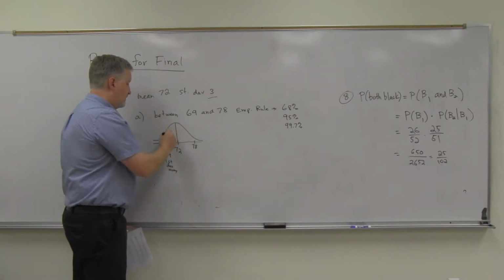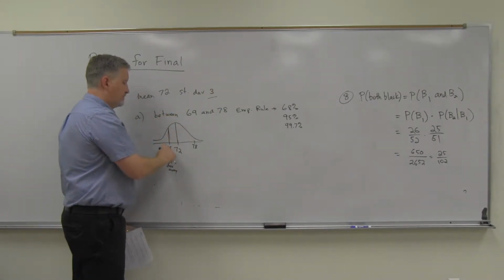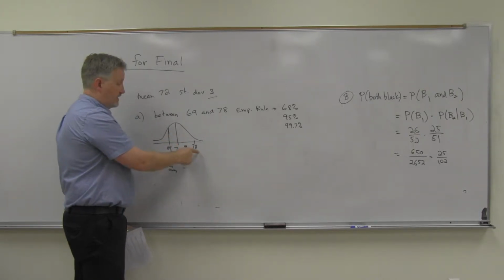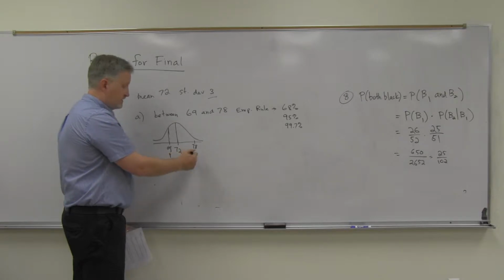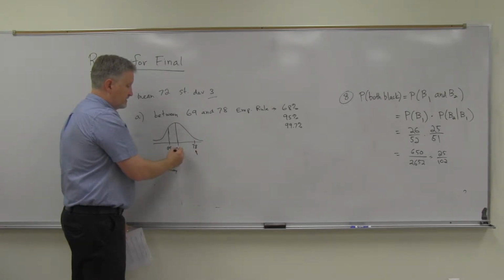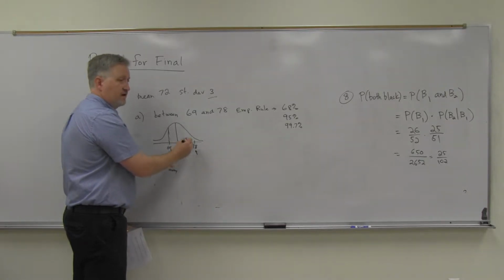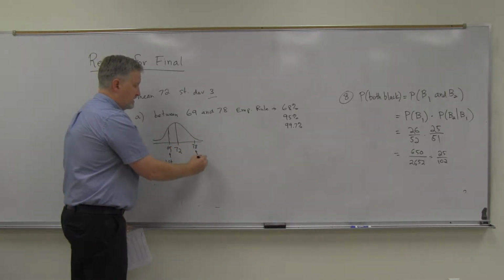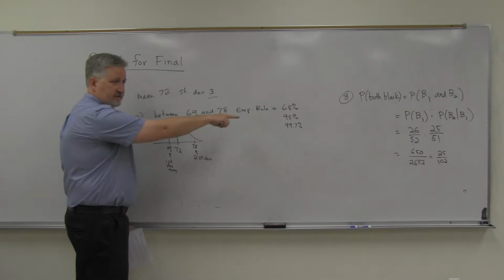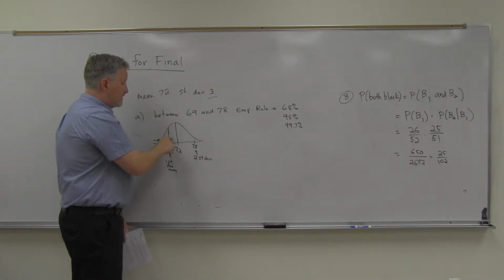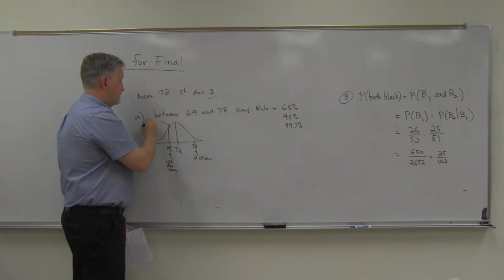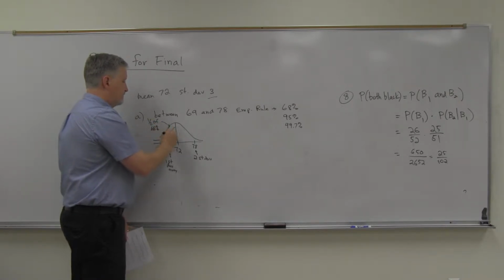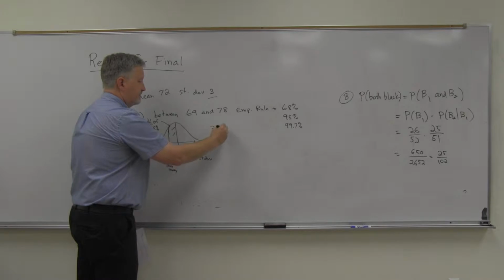However, the 68% goes from one below to one above. This is just one. This one's 2, right? 78 would be 2 standard deviations. 1 standard deviation would be 75. So that's 2 standard deviations. So that's a different number we're dealing with over there. So this is just half of 68%. So that right there is 34%.